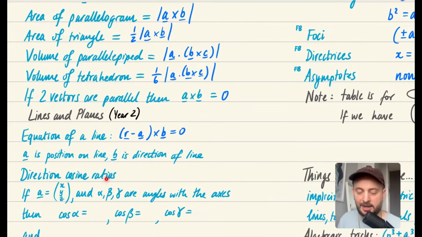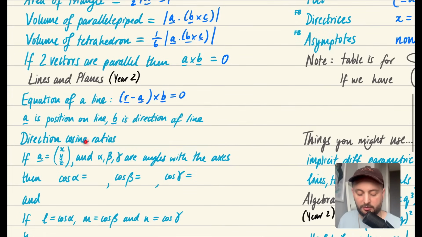Now this is a really niche part of the course that I don't think has been asked about before, actually. I think maybe it's been in one mock paper, and it's the direction cosine ratios, and it is in the textbook, so I'm anticipating that it will come up at some point soon. So we have a position vector A, which is x, y, z. If alpha, beta, and gamma are the angles that it makes with the x, y, and z axes, then we can work out the cosines of these angles.